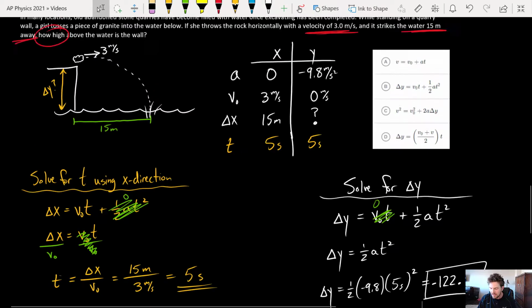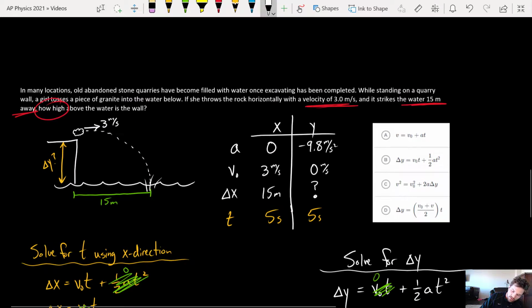So what does that mean? That means that the rock fell 122.5 meters down to the ground. But this is where you'll get some weird things, because on the AP test, to make sure that people aren't getting mixed up like that, they would say something to the effect of, what is the height or what is the magnitude of the displacement, where you know the answer needs to be positive.